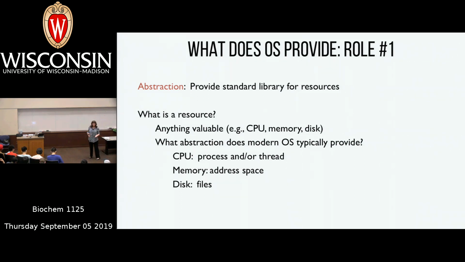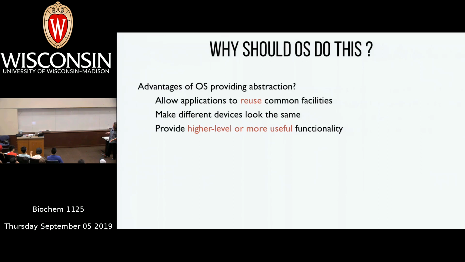For the CPU, the abstraction that the OS provides is going to be a process or a thread. We're going to talk a lot about these things. Right now I'm just throwing out terms, and later we will make all of this very concrete. The abstraction that the OS provides for memory is an address space, and the abstraction for disk or any type of persistent media is usually files, though you could have a key value store or a database as the abstraction, if you really wanted to. Okay, so those are pretty typical.